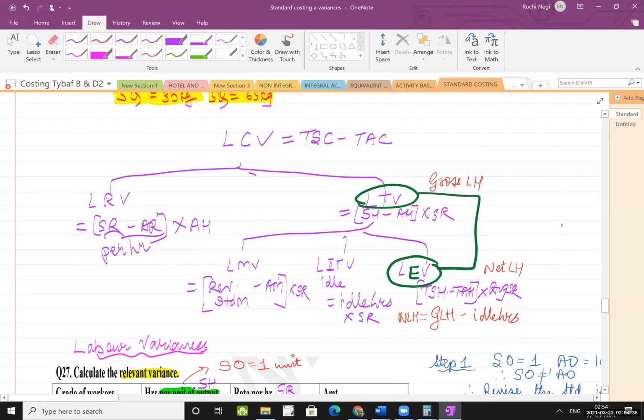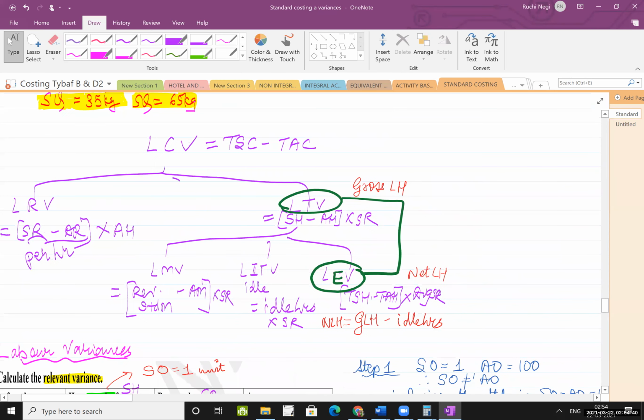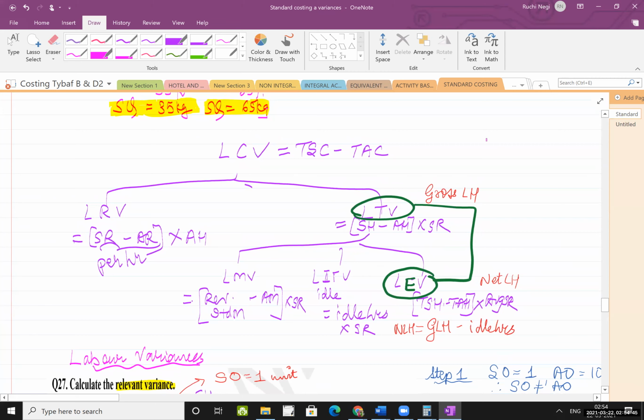And the verification step is the same. Labor cost variance should be equal to rate variance plus time variance, and time variance should be equal to mix variance, idle time variance, and efficiency variance. So there have to be two equations which will show LHS equal to RHS. All those concepts will be the same; that is not going to change.